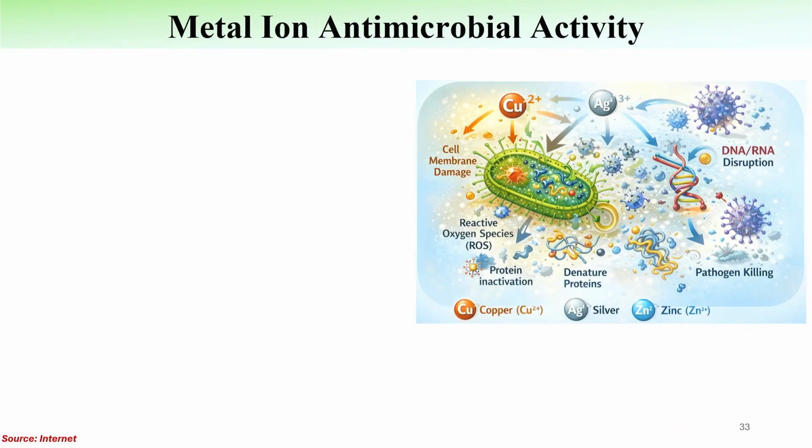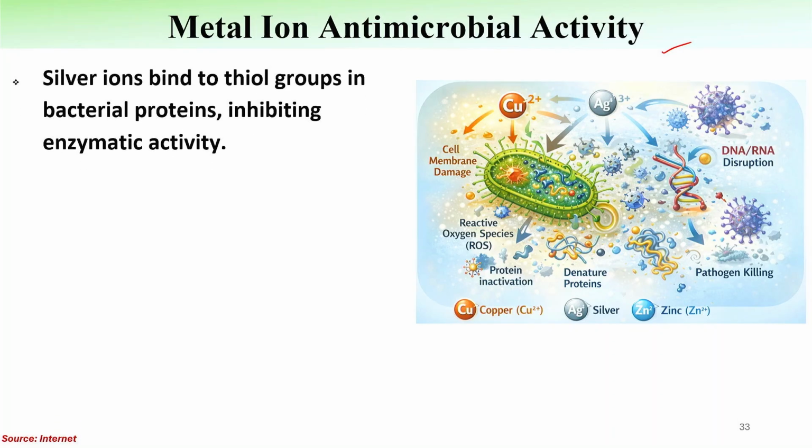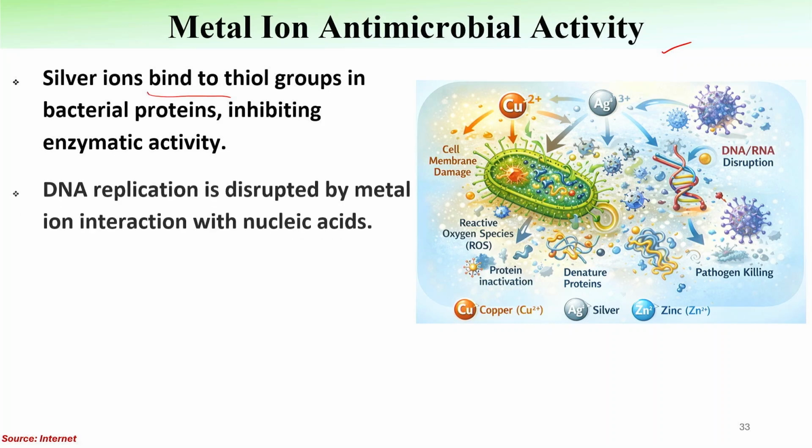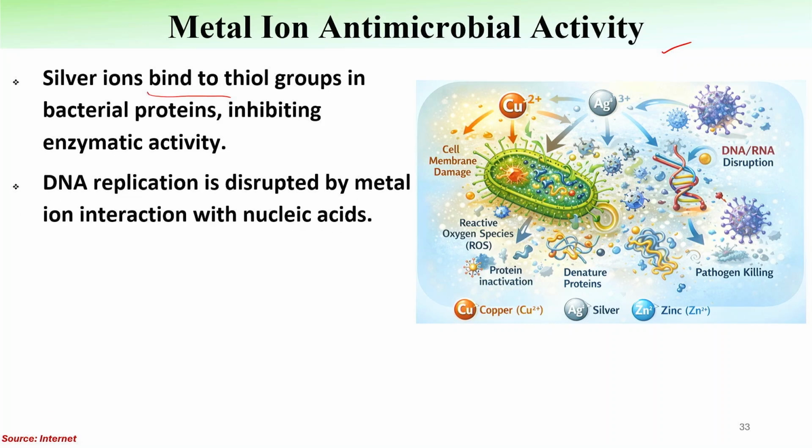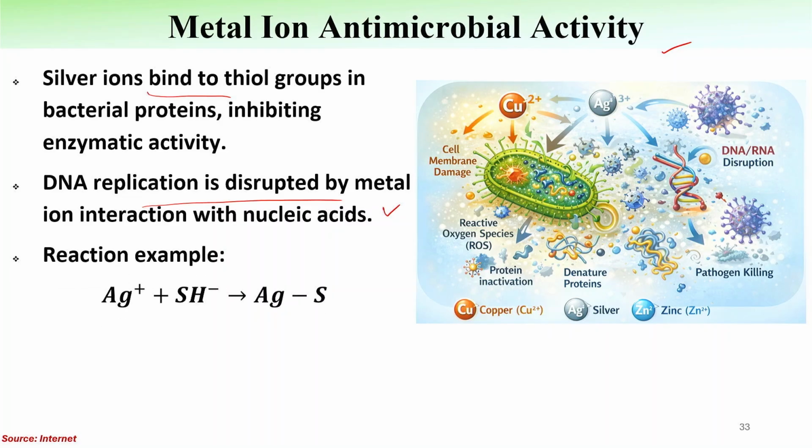Next is metal ion antimicrobial activities. Silver ion binds to thiol groups in bacterial proteins, inhibiting the enzymatic activities. DNA replication is disrupted by metal ion interaction with nucleic acid. And this is the example of the reaction.